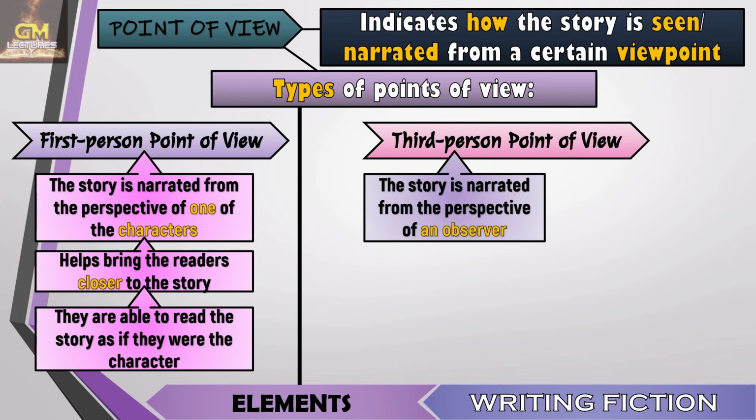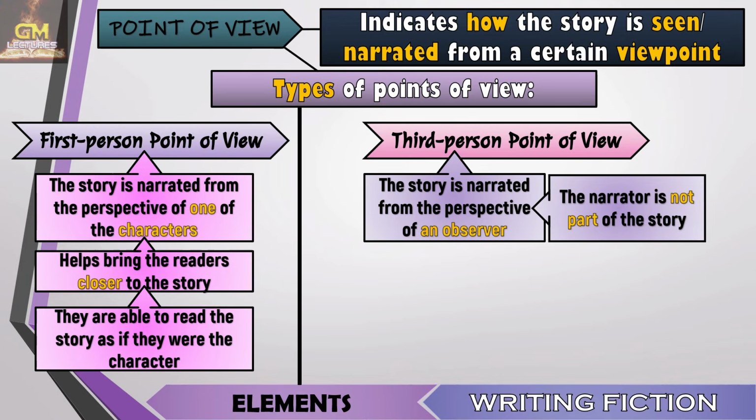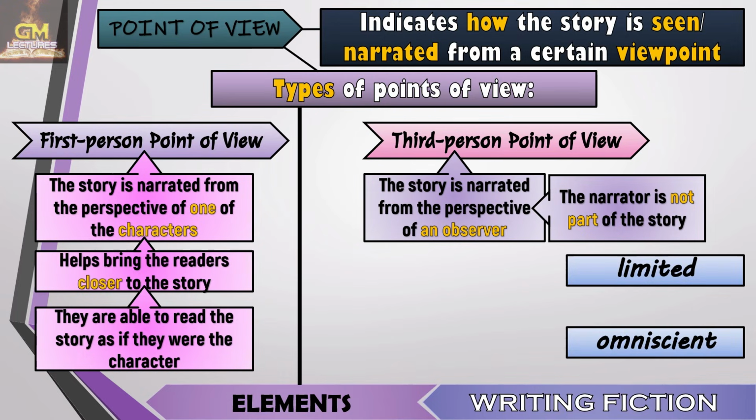While in the third-person point of view, the story is narrated from the perspective of an observer. As such, it is safe to say that the narrator is not part of the story. Furthermore, the third-person point of view can be subdivided into limited and omniscient.